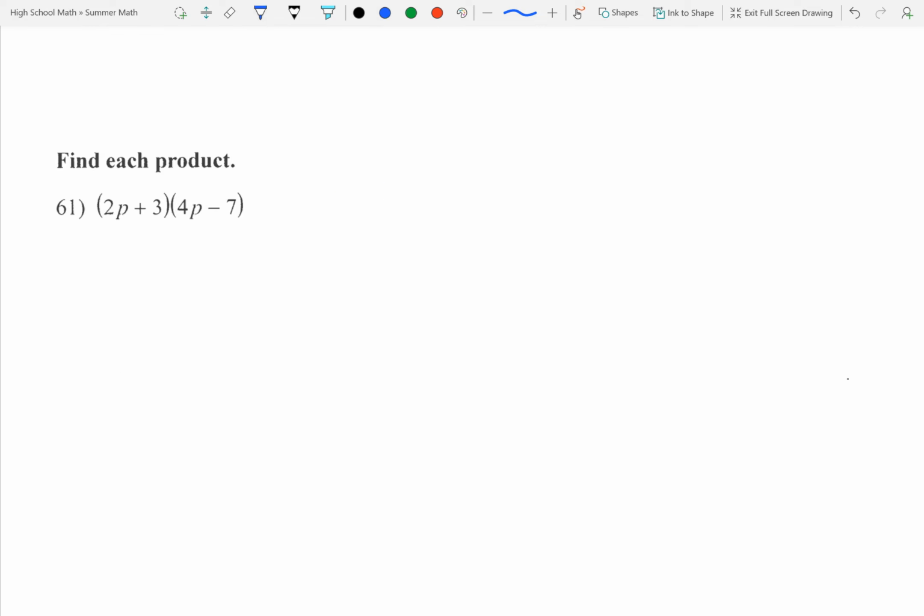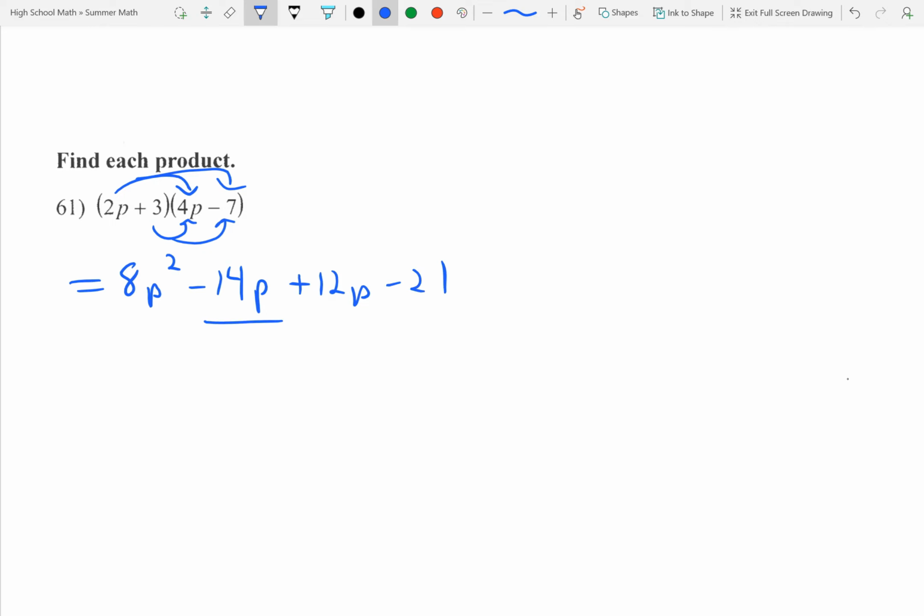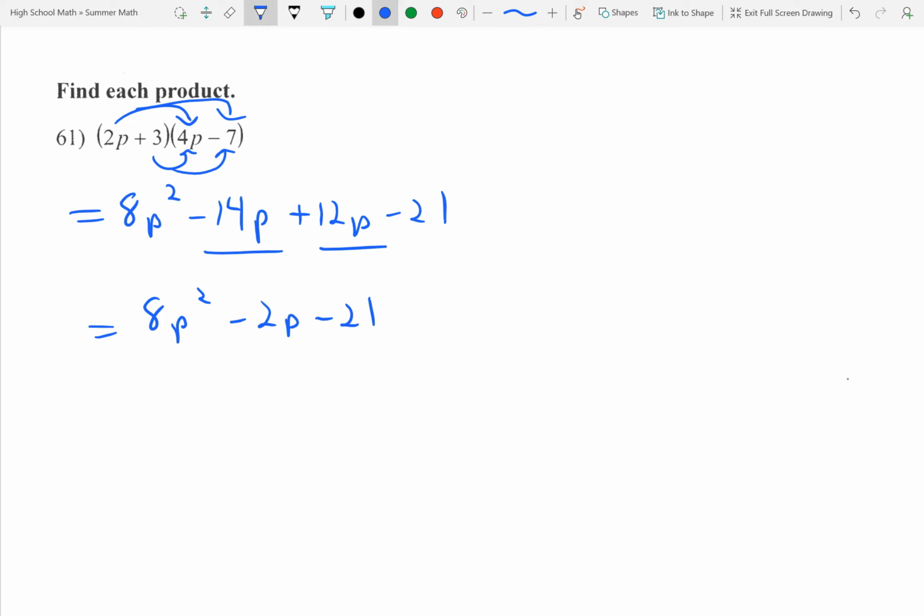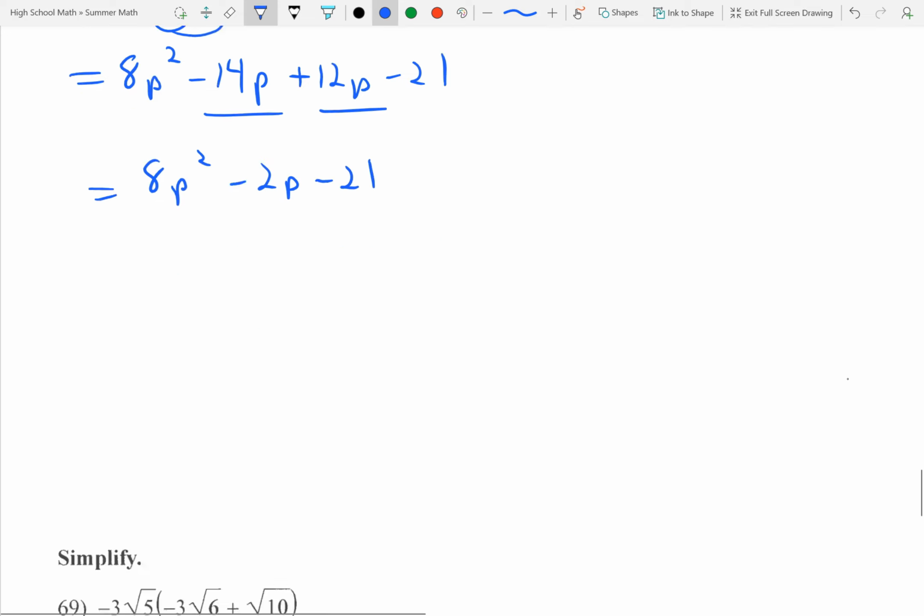Find the product. Product is the answer to a multiply. Multiplying, distributing the 2p across this parentheses. 2p times 4p will be an 8p squared. 2p times minus 7 is minus 14p. Distributing the 3, 3 times 4p will be a 12p. 3 times minus 7 will be a minus 21. Combining these two like terms, 8p squared minus 14p plus 12p will be minus 2p, minus 21. Oftentimes the product of a binomial and a binomial will be a trinomial, 3 terms, because we get these two like terms inside.